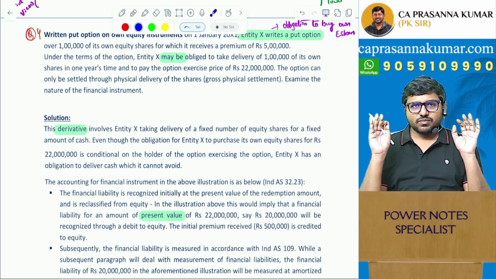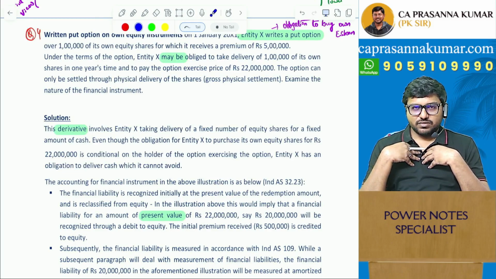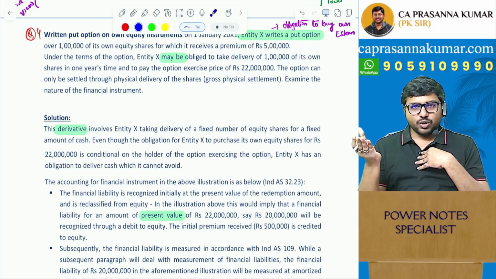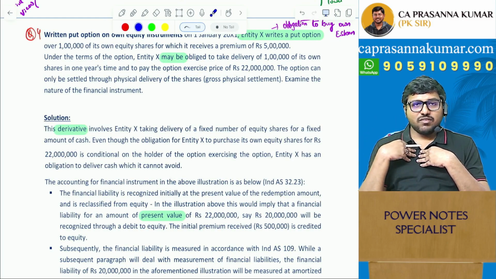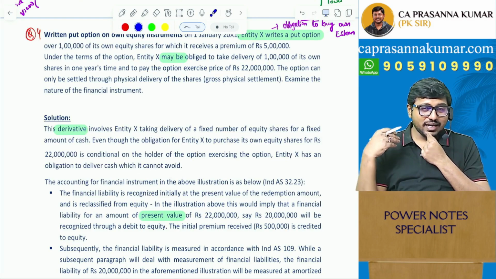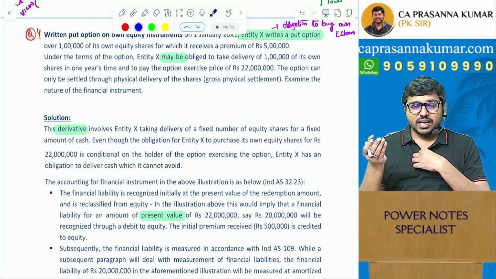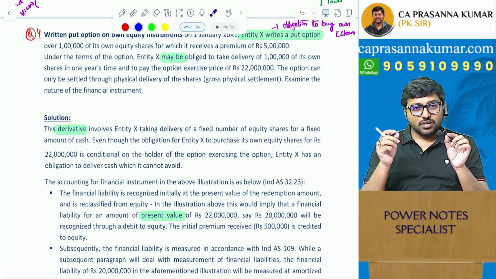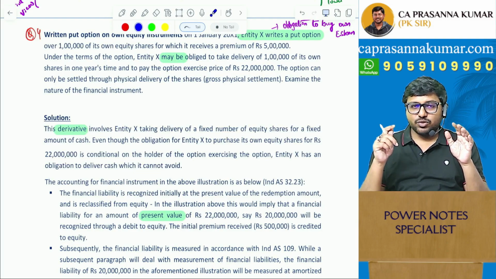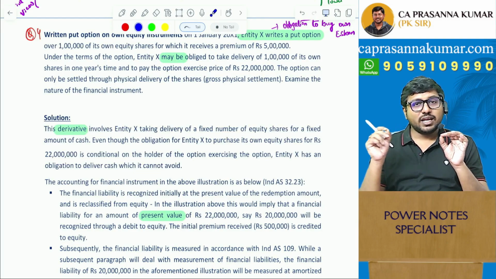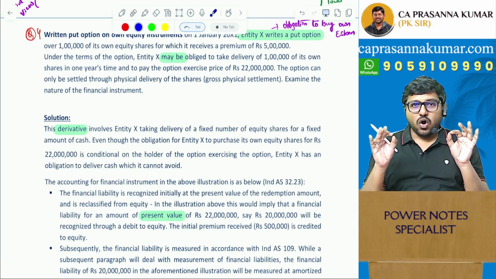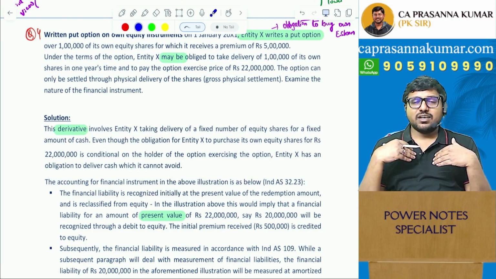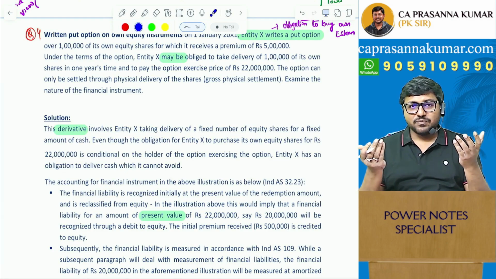Correct? From entity X's perspective, I have already received the premium. Tomorrow, if the holder of the option exercises the right to sell, then I'll have an obligation to buy. When I have an obligation to buy, I have to pay cash. If I have to pay cash, then obviously I have a contractual obligation to pay cash. Again, recollect the word that I've told you. It's not about what usually happens. It's about what can happen. Is there a chance of you as a company paying 22 million and then getting 1 lakh shares? You understand the point? 1 lakh shares only. Is there a chance of that happening?